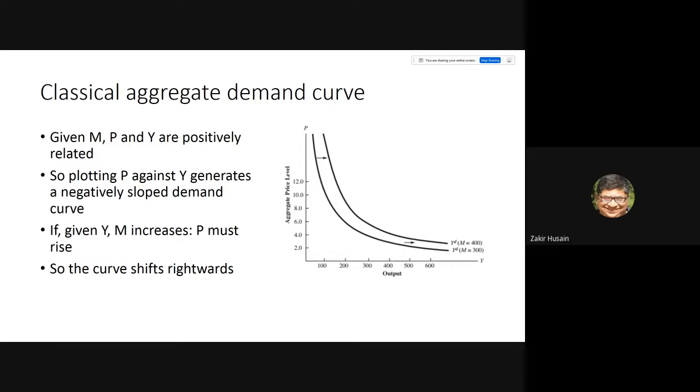So the classical aggregate demand curve can be drawn in this manner. See, we have P and Y.